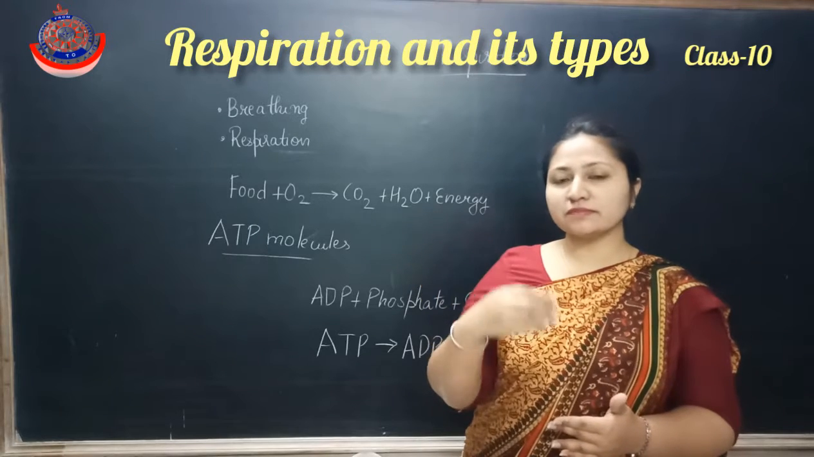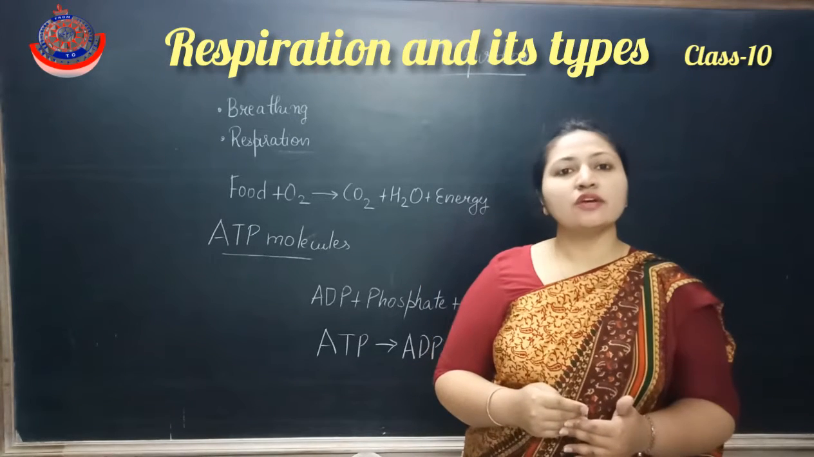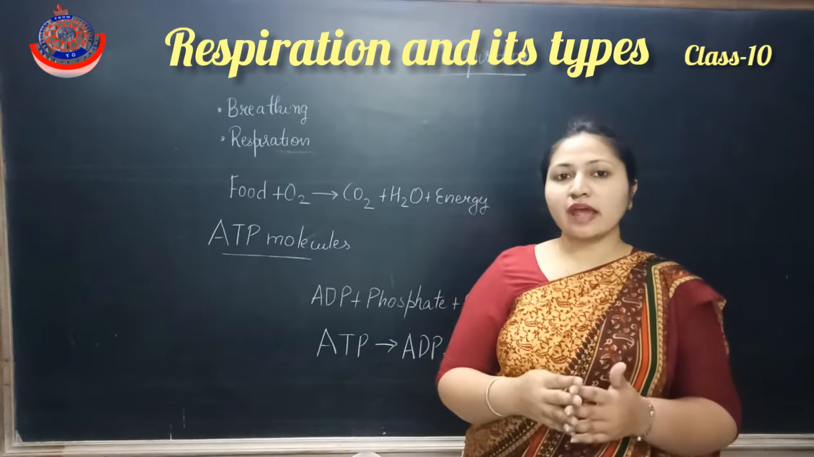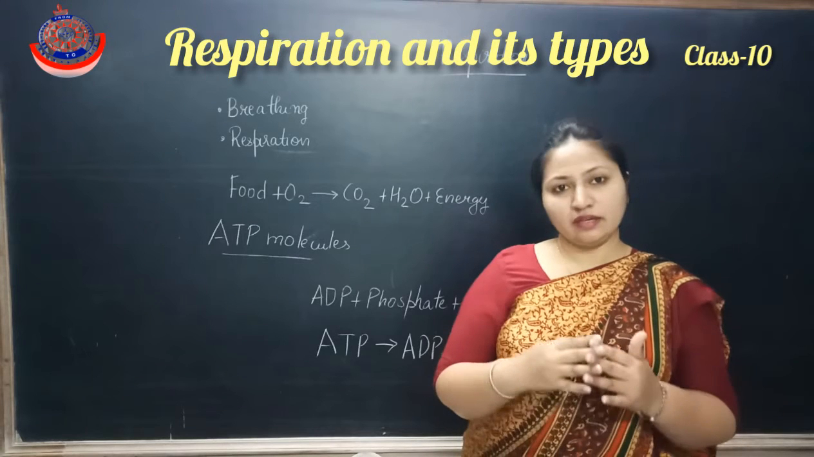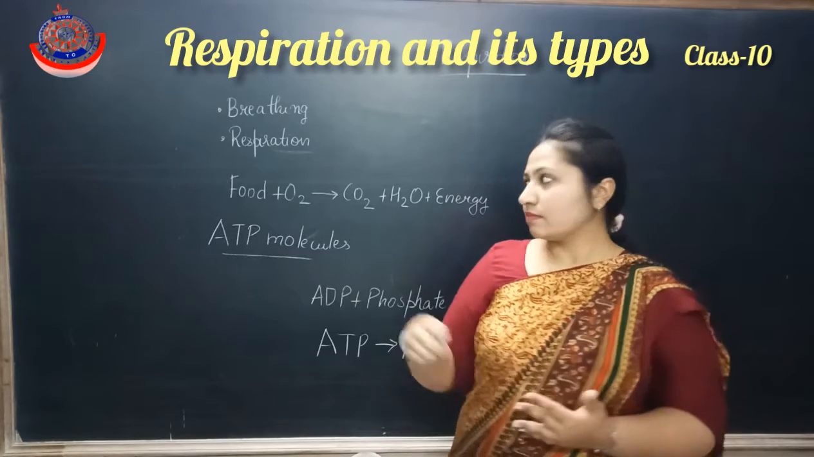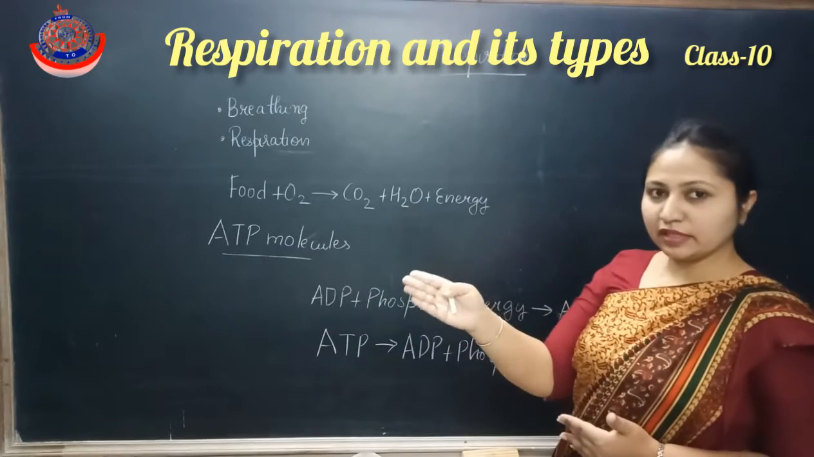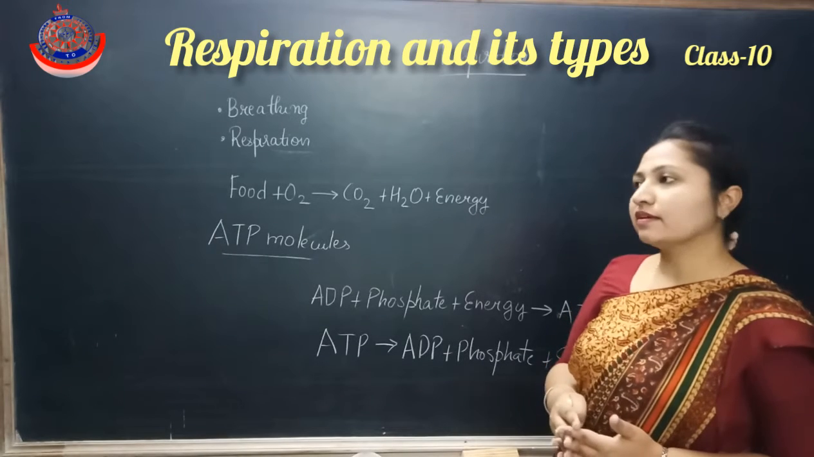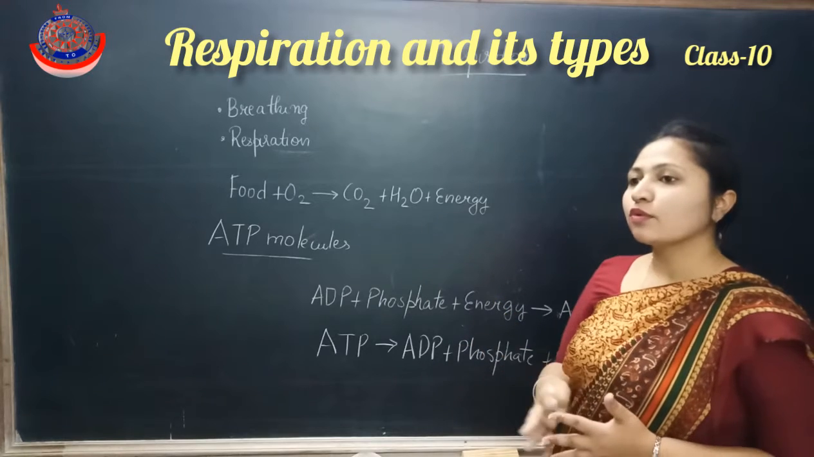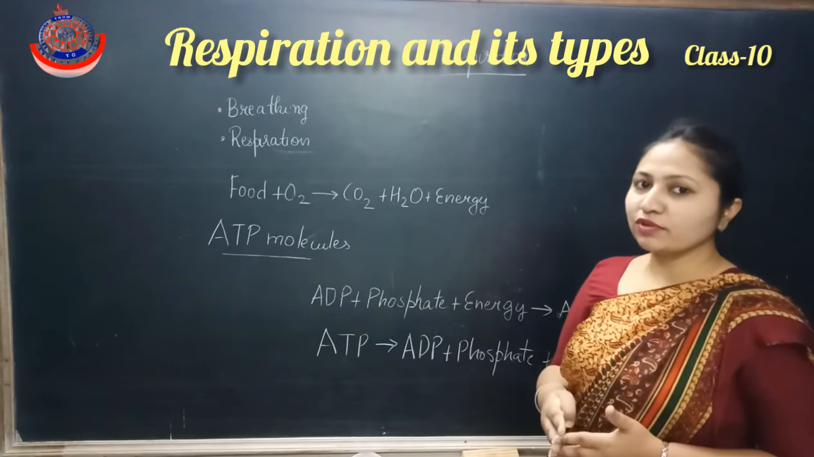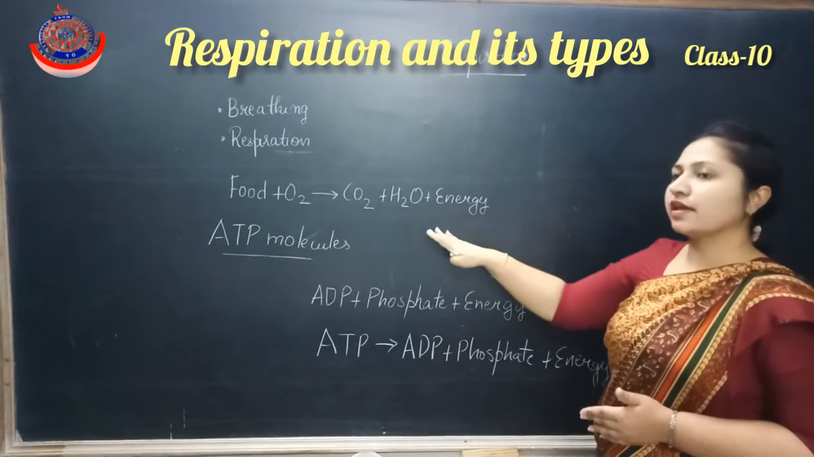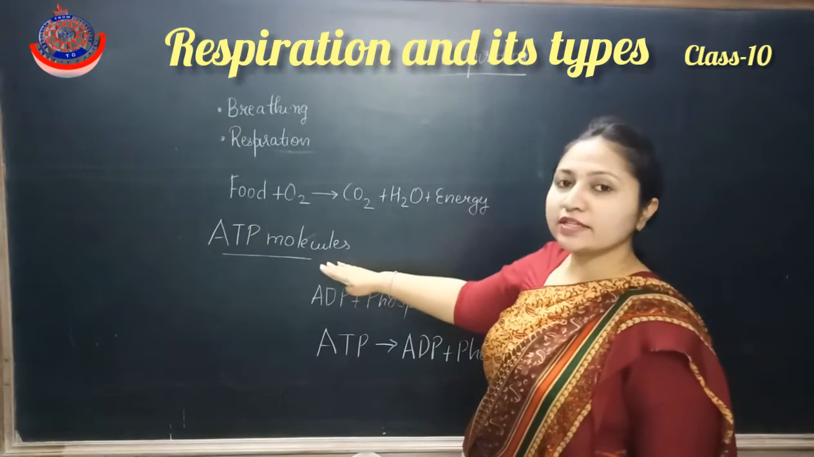How? The oxygen is inhaled through the nostrils, and from the nostrils it comes to the trachea region, and from the trachea it reaches the lungs through the bronchi and then the bronchioles. After the lungs, the respiration process follows: the oxygen is transferred to the cells, where the oxidation of food occurs and energy is produced. This energy produced in the reaction is stored in the form of ATP molecules.